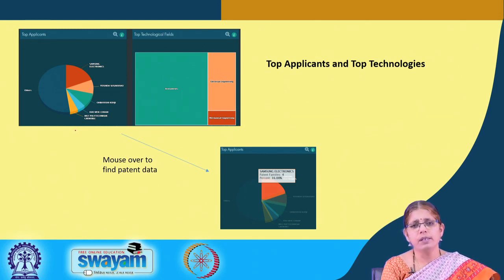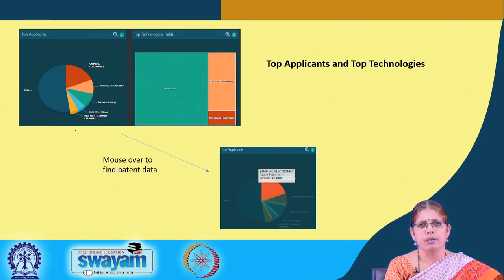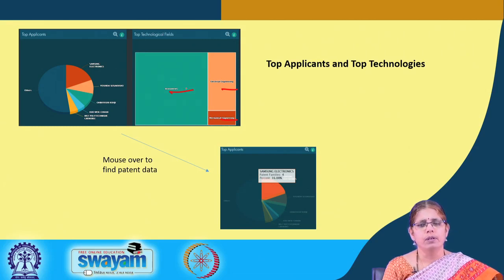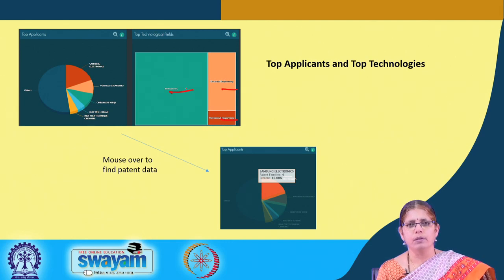So, besides the top applicant information, one can also get the top technology information. In the case of this particular tool, the information is listed as per the areas of electrical engineering, mechanical engineering and instruments. So, one can see what is the amount of patent information that exists in relation to each of these areas.